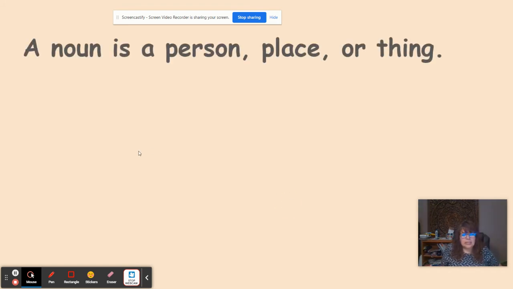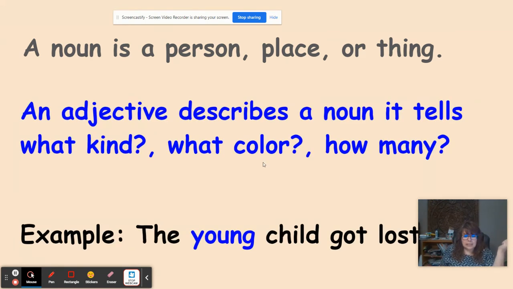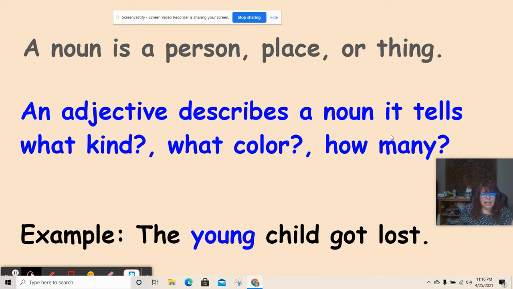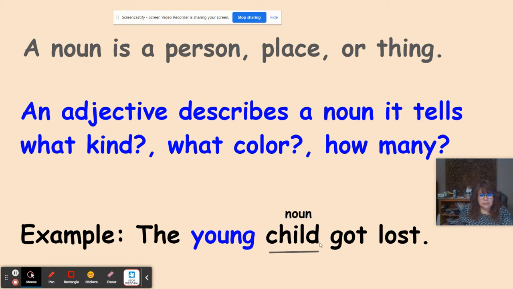Okay, so a noun is a person, place, or thing. We already know that. So that could be like a boy, girl, park, pencil. An adjective describes a noun. It tells what kind, what color, how many. So, for example, the young child got lost. Okay, so child is a noun. And if we want to know what kind of child, it's a young child. So young child: child is a noun, and young is the adjective that is describing the noun.